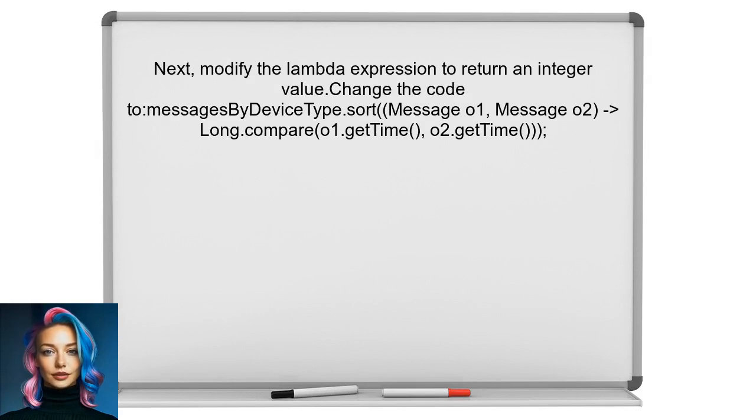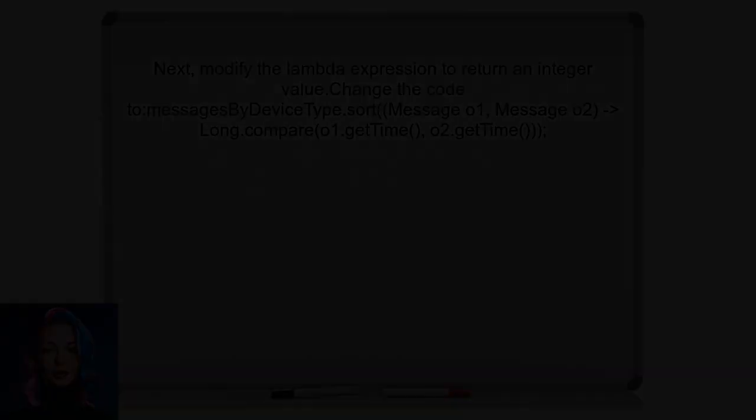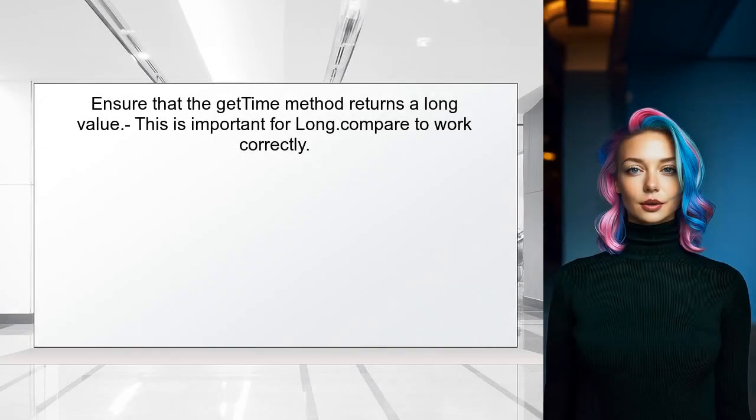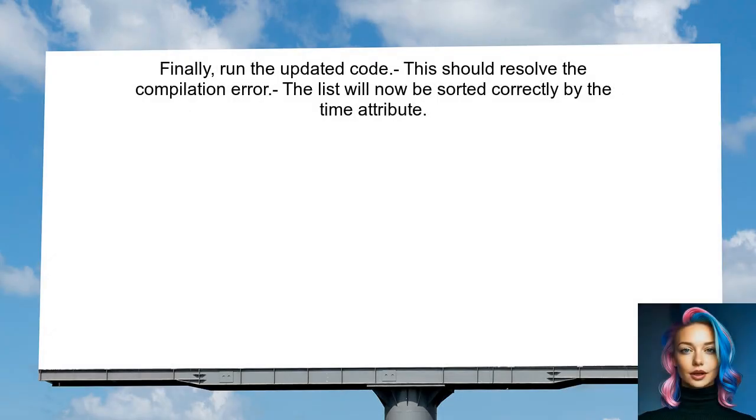Instead of subtracting the time values directly, the user should use the long.compare method. Now the user should ensure that the getTime method returns a long value. This is important because the long.compare method expects long arguments. Finally, the user can run the updated code. This should resolve the compilation error and allow the list to be sorted correctly by the time attribute.